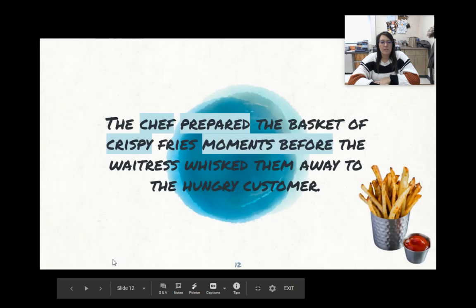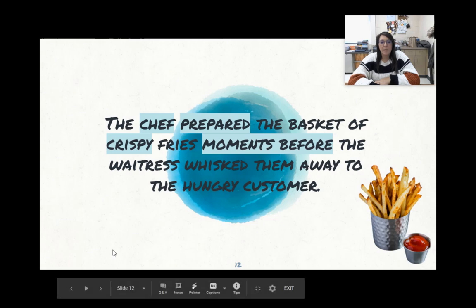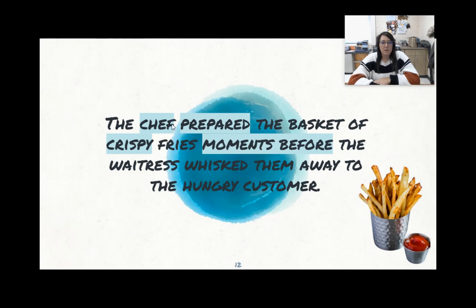So now let's look at this other sentence that is the same idea, but the word choice is different. The chef prepared the basket of crispy fries moments before the waitress whisked them away to the hungry customer. Here we changed a couple different words, right? We have chef instead of cook, a more positive connotation in our mind. A chef is more prestigious than just a cook. Prepared versus tossed. Prepared is a more positive word. Tossed is unconcerned or lazy, or maybe you don't really care. It's tossed aside. Prepared is someone who takes their job seriously or cares about their job.